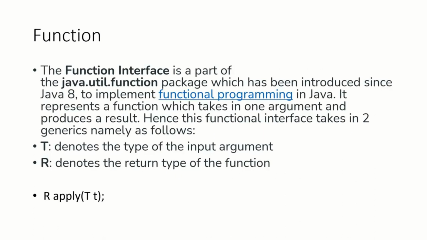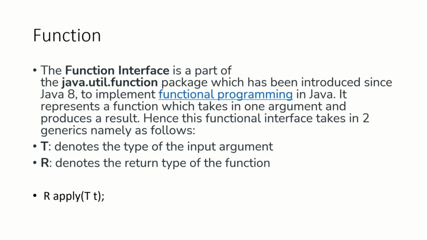So the Function functional interface is a part of the java.util.function package, which has been introduced since Java 8 to implement functional programming in Java. It represents a function which takes in one argument and produces a result. Hence, this functional interface takes in two generics, namely T and R. T denotes the type of the input argument and R denotes the return type of the function.